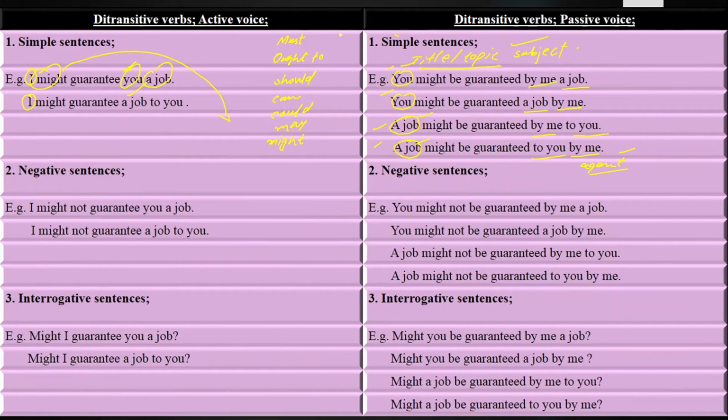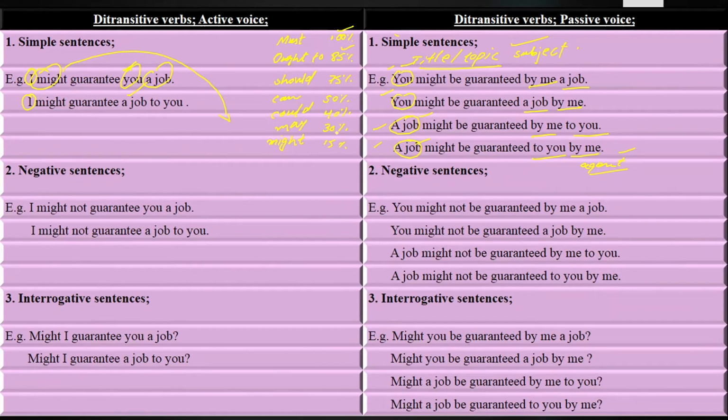First one is must. It is used for an action which has got the possibility of 100% to be done. Ought to is less stressable than must and more stressable than should, 85%. Should is used for 75% of possibility of an action. Can is used for the 50% possibility of an action. Could is used for 40% of possibility of an action to be done. May is used for 30% and might is used for 15%.